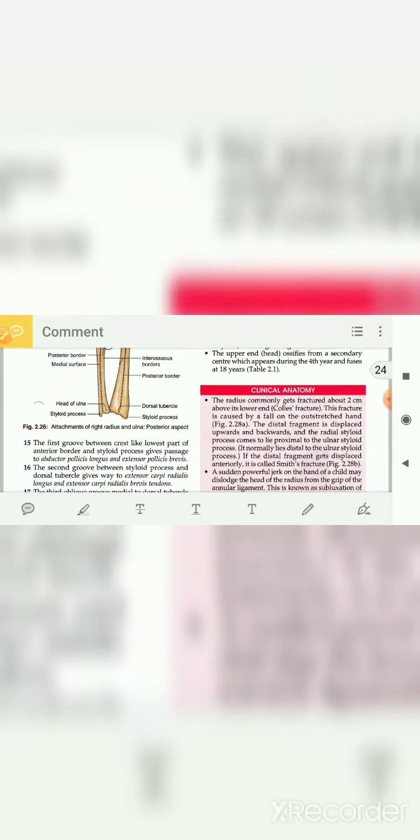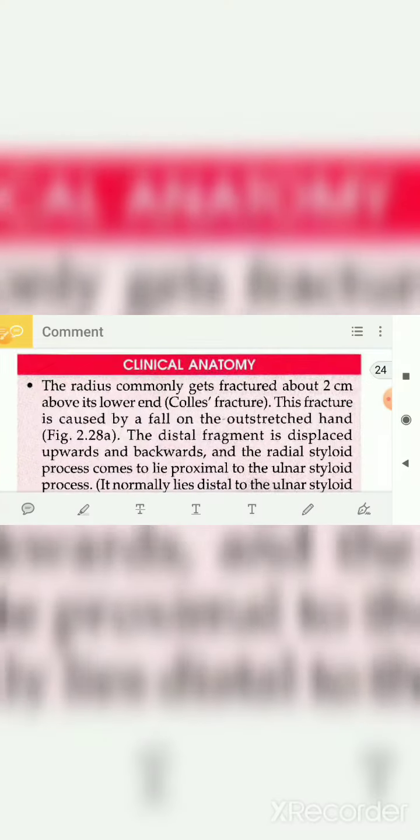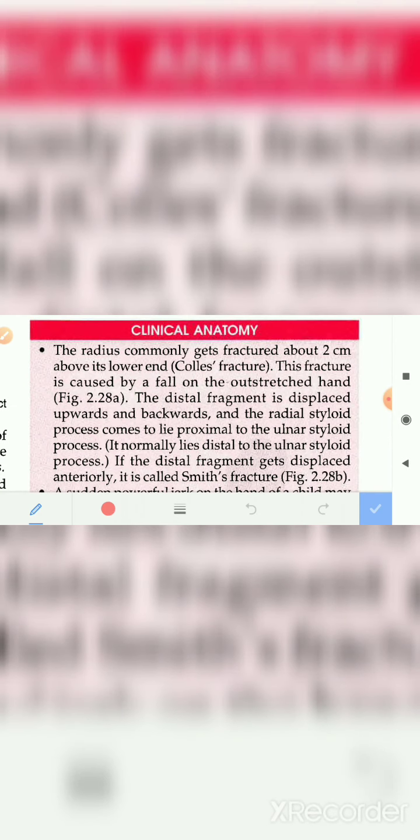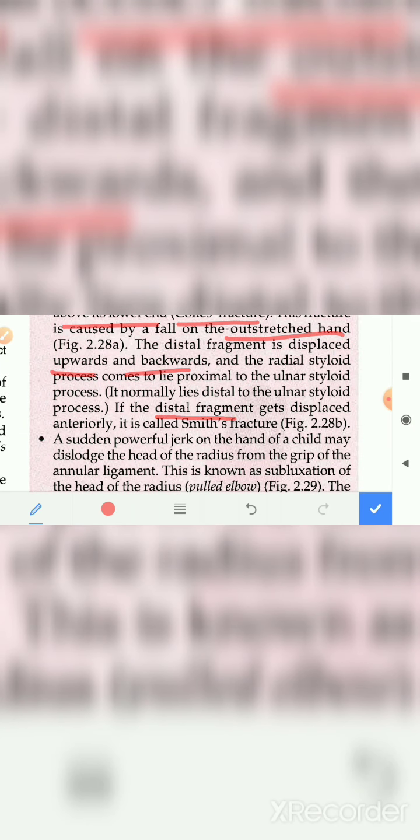Now let's see. So this is Colles fracture. Look at that. The radius commonly gets fractured about 2 cm above its lower end. This is called Colles fracture. This occurs due to a fall on an outstretched hand, and the distal fragment is displaced upward and backward. Okay, so this is Colles fracture. When this distal fragment or fracture segment gets displaced anteriorly, that means the reverse of this Colles fracture, this is called Smith fracture.